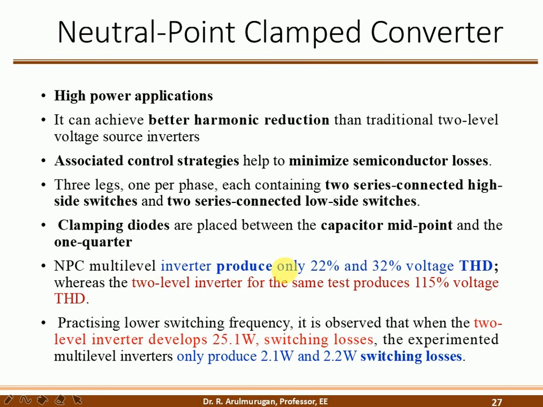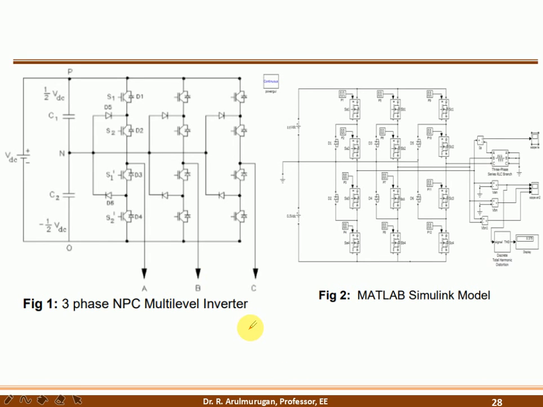If I compare the THD value with the two level inverter, the THD level is 22 to 32% only, but for a single phase or two level inverter, the THD level is 115 percent. Similarly, the switching loss is very low, 2 watt only, but for the 2 level inverter it is 25 watt of switching losses. This is about the connection method of the diodes, the diode clamping method.